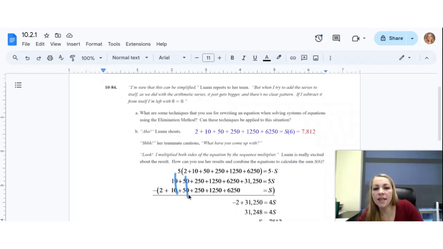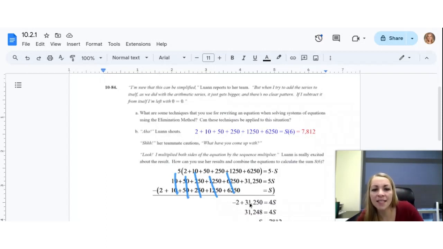Now, all these things are going to cancel because 10 minus 10 is 0 and 50 minus 50 is 0, etc., until we get to here. Then we have 31,250, which is the last term multiplied by 5, which is the series multiplier. Okay? Right here, we have 5 times the sum, and we're subtracting the sum of itself just one time. So we have 4 times the sum. So we have the multiplier of the sum, but 1 less than that. So that's what's happening here.